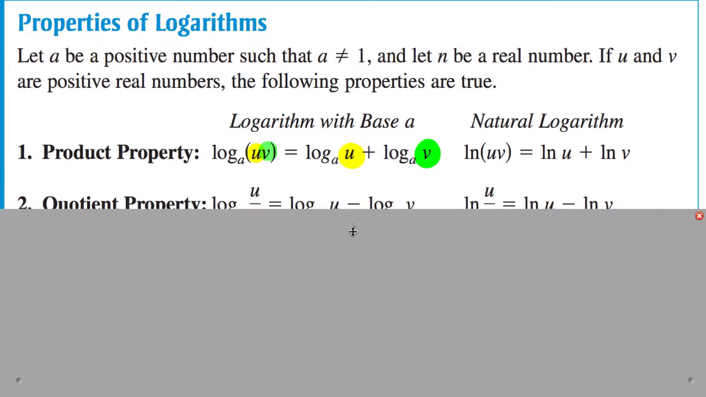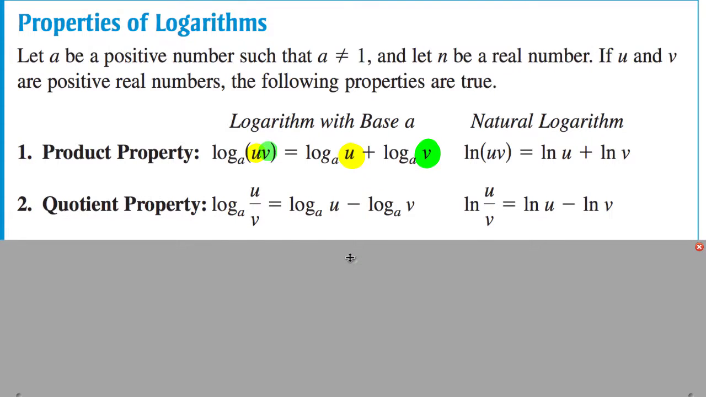Okay, the next property is the quotient property. It's really the same thing, but when we're dividing two numbers in a logarithm with any base a, we can split those up, or what we say, expand the logarithm into subtraction. So we have log base a of u minus log base a of v. And then the same thing holds true for natural logs.